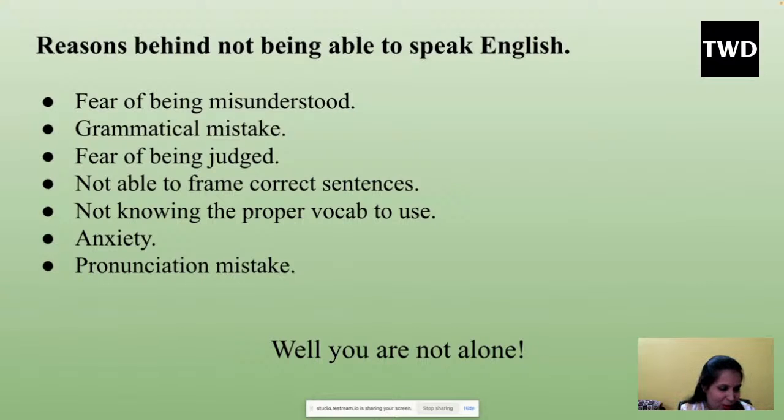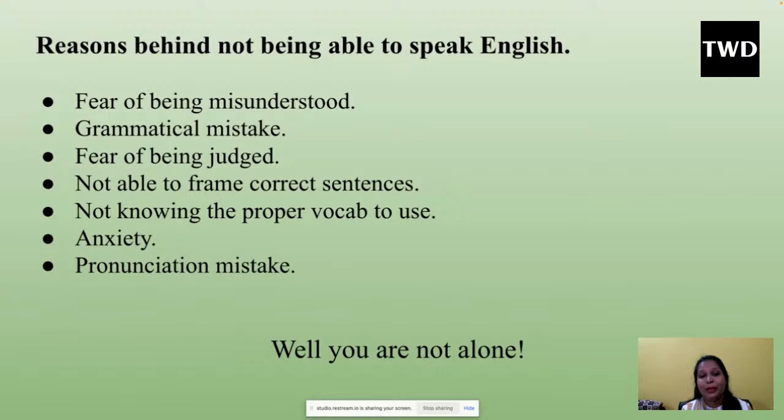Then low dictionary words. Yes, vocabulary. Grammatical errors we have covered. Not able to frame correct sentences. Avesh, are you just copying my reasons? Okay. Fear of being judged.